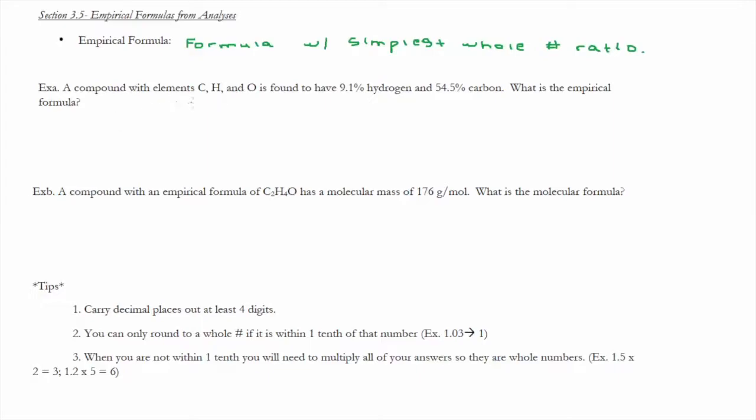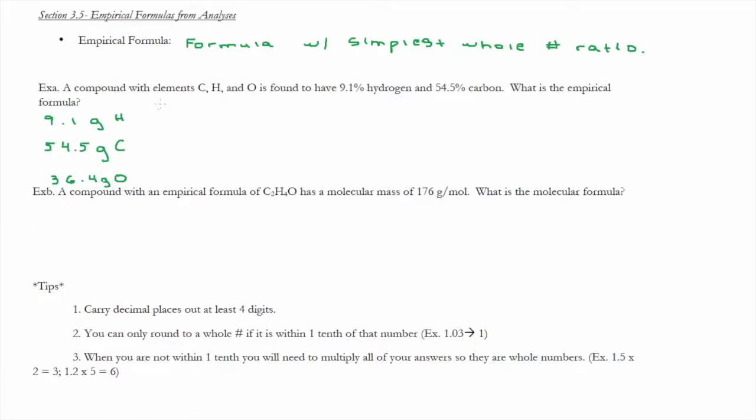So it tells me I have a compound with carbon, hydrogen, and oxygen. I have 9.1% hydrogen. I've got 54.5% carbon, and then the rest is going to be oxygen. Well, if I assume that the total mass of my sample is 100 grams, then I would have 9.1 grams of hydrogen, I would have 54.5 grams of carbon, and then I would take 100 and subtract those two from it, and I would get 36.4 grams of oxygen.